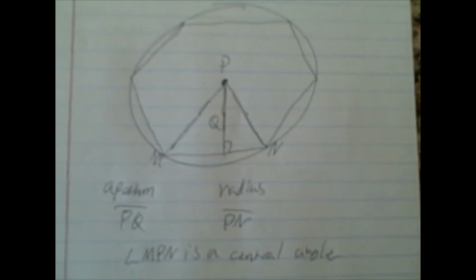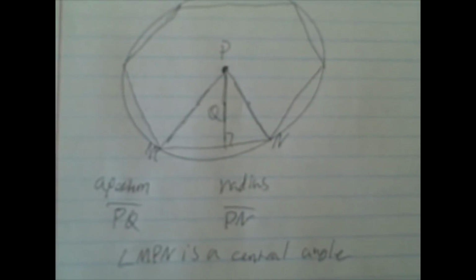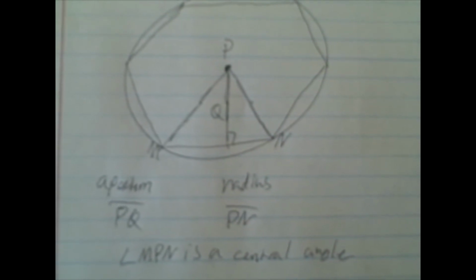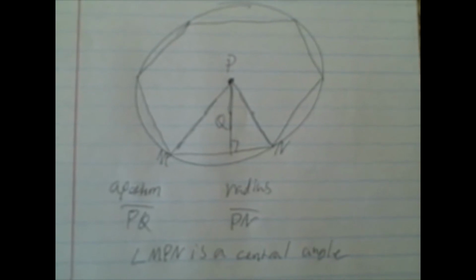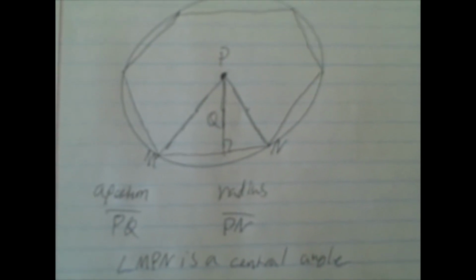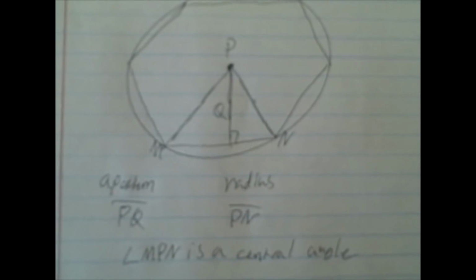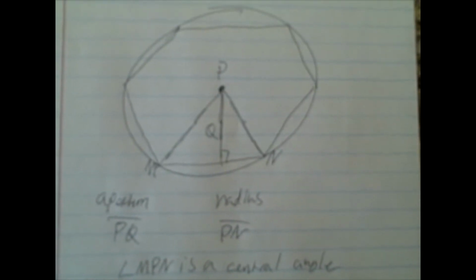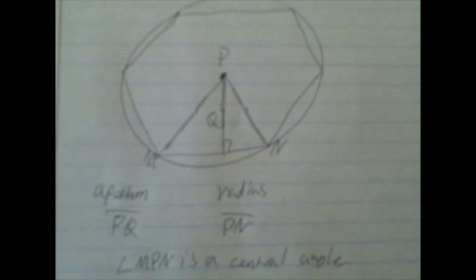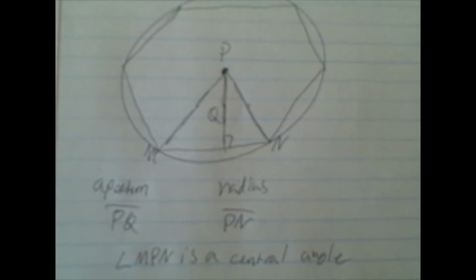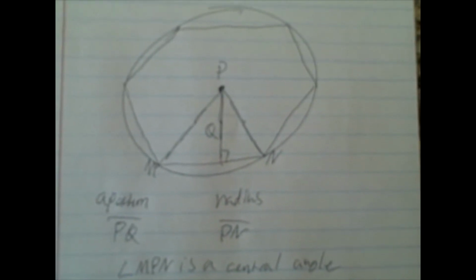The diagram shows a regular polygon inscribed in a circle. The center of the polygon and the radius of the polygon are the center and the radius of its circumscribed circle. The distance from the center to any side of the polygon is called the apothem of the polygon. The apothem is the height to the base of an isosceles triangle that has two radii as legs. A central angle of a regular polygon is an angle formed by two radii drawn to consecutive vertices of the polygon.